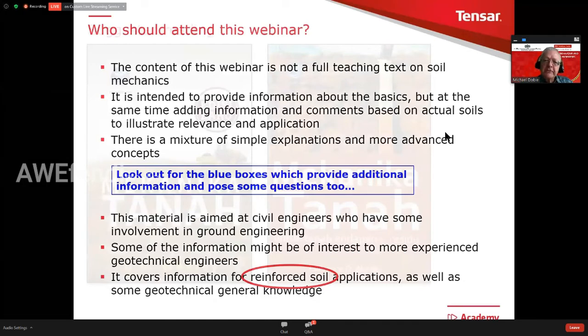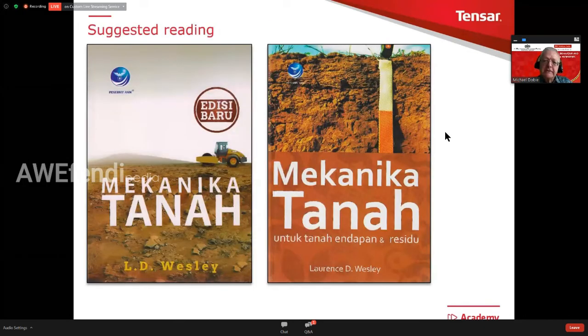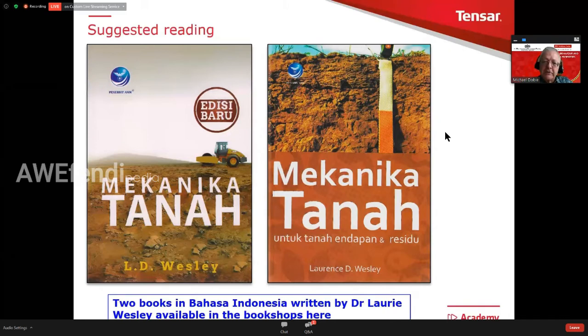Some suggested reading. Well, in Indonesia, we're very lucky. There are two extremely good books which appear to have much the same title, both written by Dr. Laurie Wesley, who is a name that is well known here. The left-hand one is a fairly simple book, but the other one is rather more complex, goes into much more detail on the topic of soil mechanics, in this case for both alluvial and residual soils.